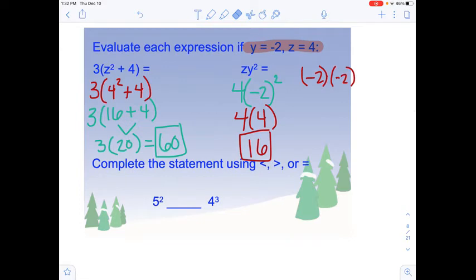Complete the statement using less than, greater than, or equal to: 5 squared and 4 to the 3rd power. So 5 squared would be 5 times 5, which is 25. And 4 to the 3rd power would be 4 times 4 times 4. Well, 4 times 4 is 16, and 16 times 4 is 64. So 5 squared is less than 4 to the 3rd power.